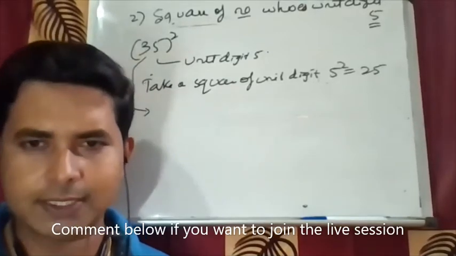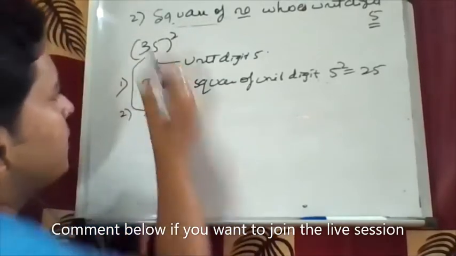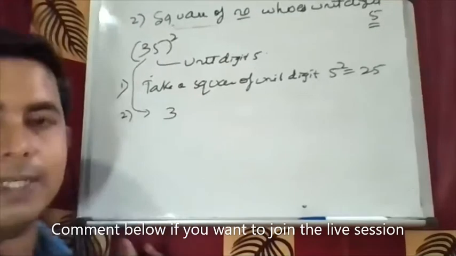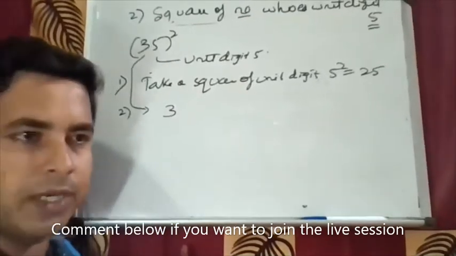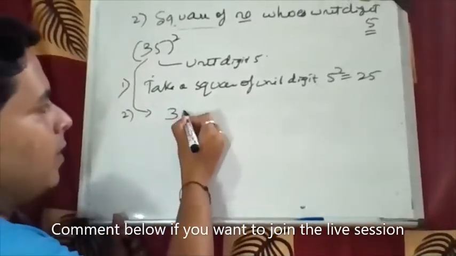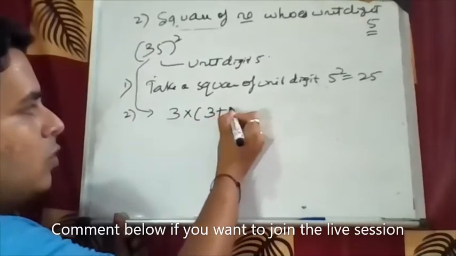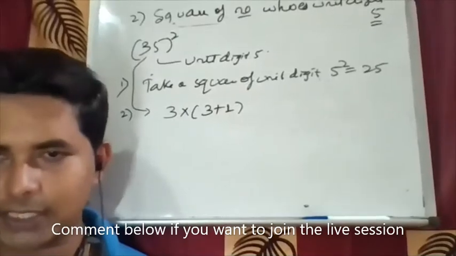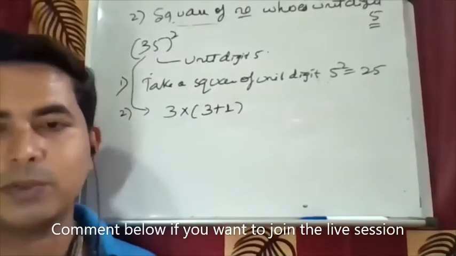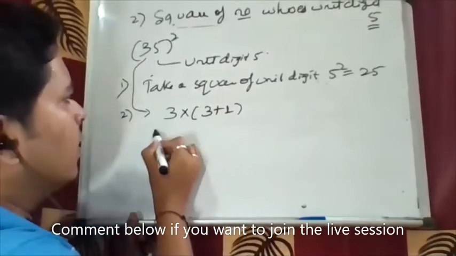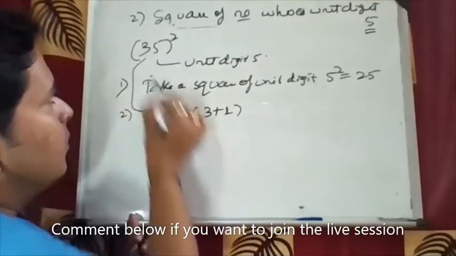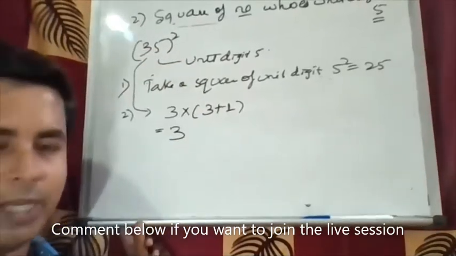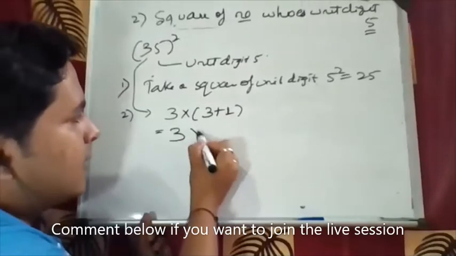So how do we take a successive number and multiply? What is the number here? 3. And its successive number is the next one. So how do we find a successive number? 3 plus 1. So 3 plus 1 is its successive number, which means 4 is the next number. So here, multiply the number which is next to the unit digit with its successive number.